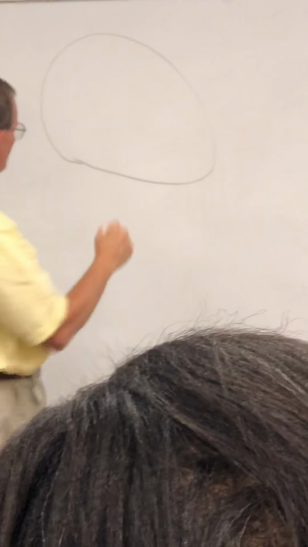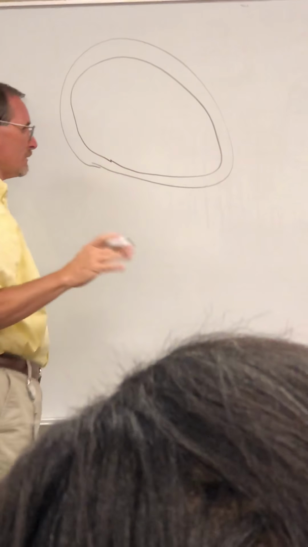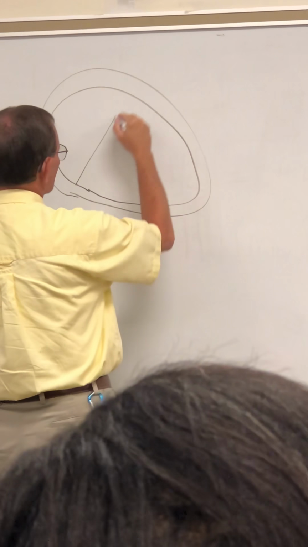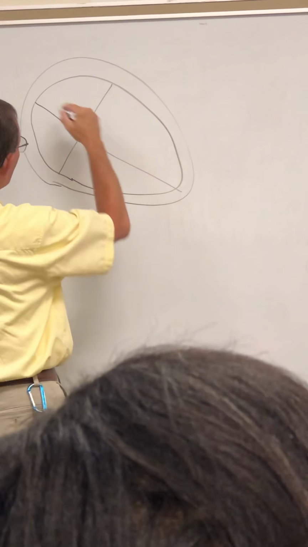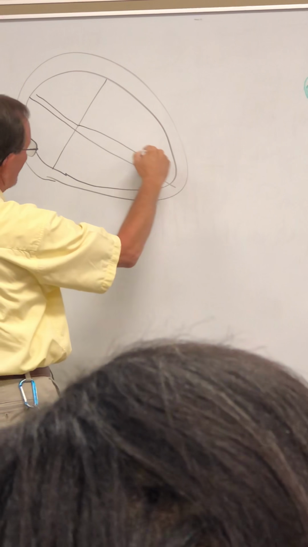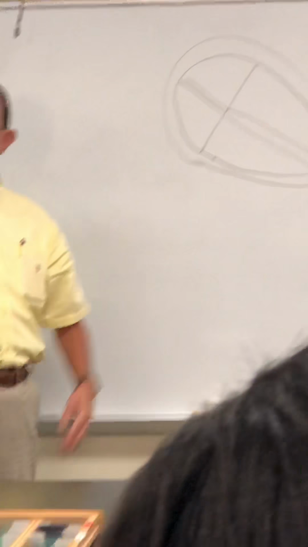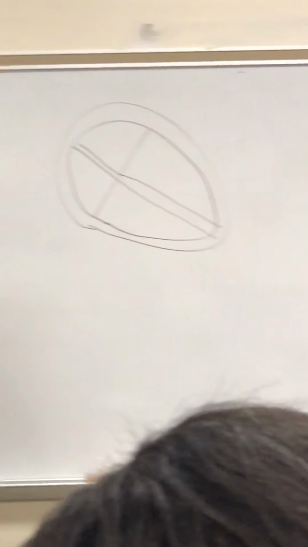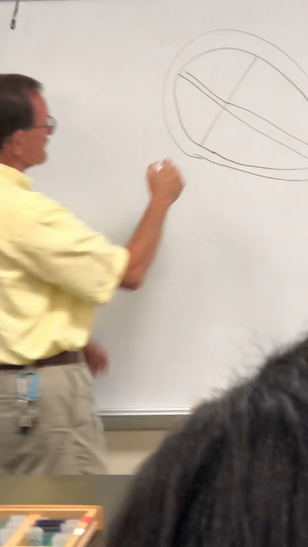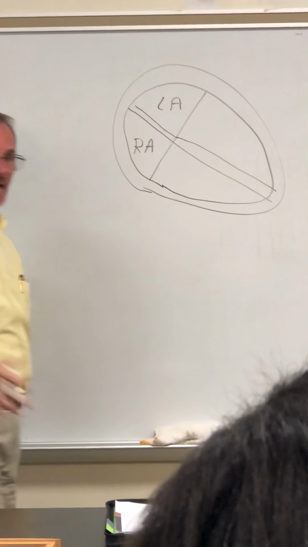So there's the heart. There's the wall of the heart. The heart is divided into 4 parts. There's 2 on the upper and 2 on the bottom. Okay, these upper guys are called atria. You ever seen a house that had an atrium? It's just a doorway that leads into the house. That's what this is. This one is on the right side and that one's on the left side.